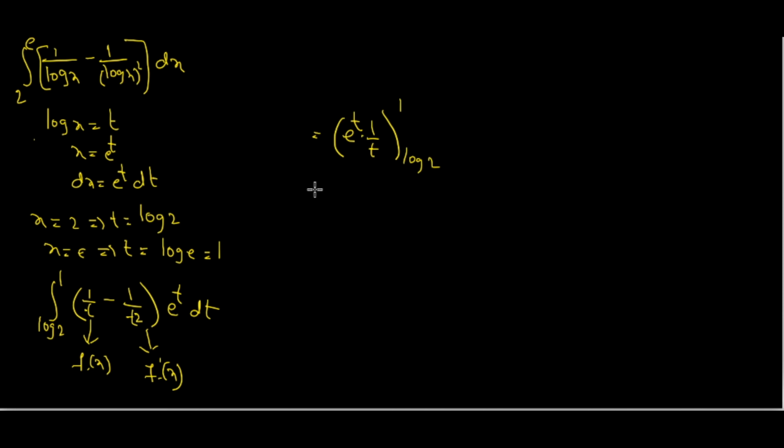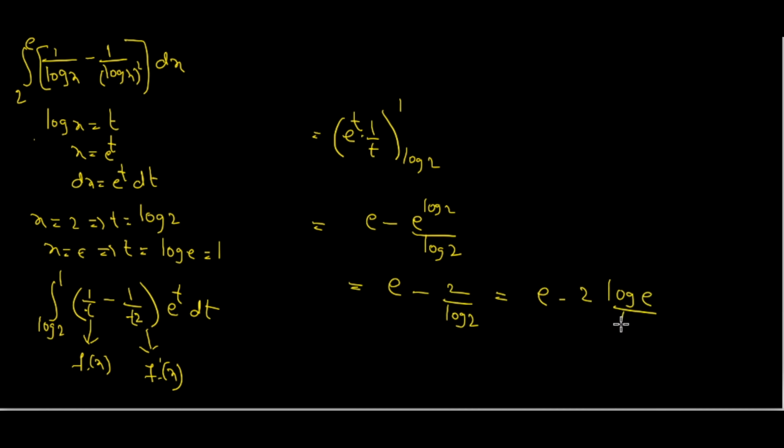That is equal to e power 1 by 1, that is e, minus e power log 2 by log 2. So that is e minus, e power log 2 is 2, 2 by log 2. That is equal to e minus, this is written as 2 into log e by log 2. That is equal to e minus 2 log e base 2. Here log m by log n is equal to log m base n, that is log e base 2.